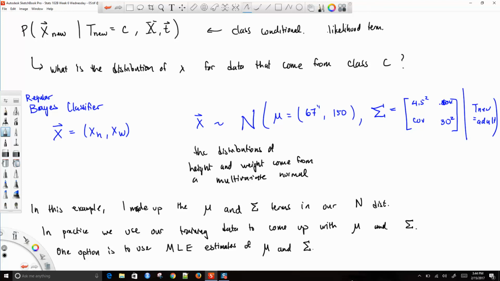So another approach is to use a Bayesian approach where we get distributions of mu and sigma. Okay, is that all right?